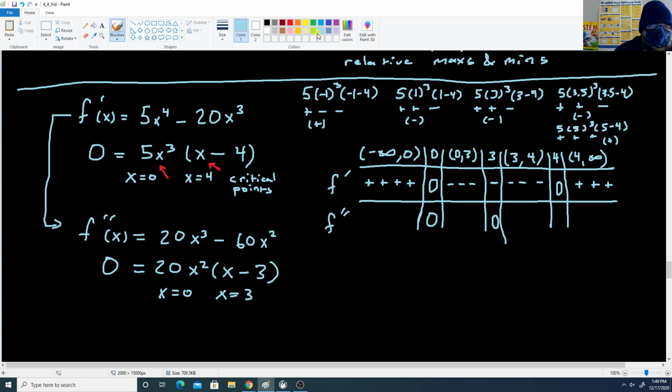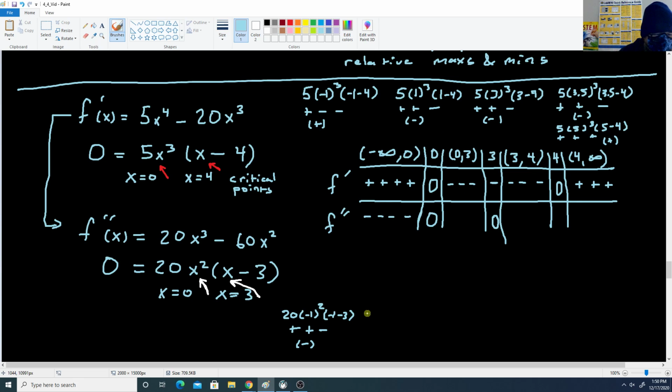So now for f double prime, I'm going to be plugging in to the x here and the x there. So we'll use kind of similar numbers. We'll start out with -1. So we'll say, all right, it's 20 times -1 squared times -1 minus 3. It's positive. Anything squared is positive. -1 minus 3 is negative. So we start out and we're negative.